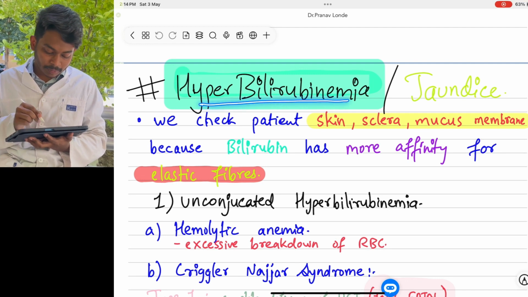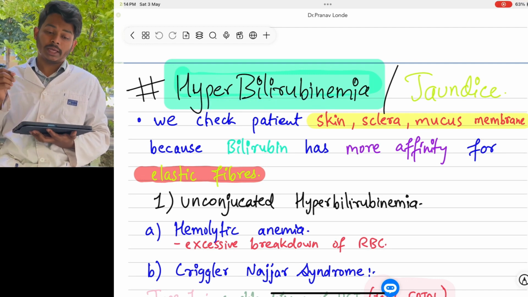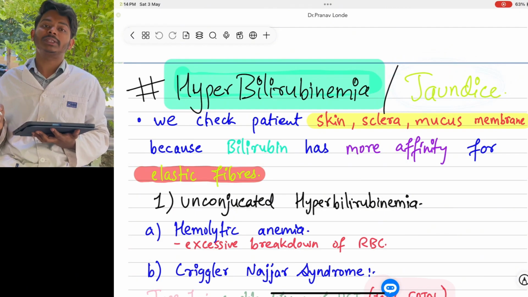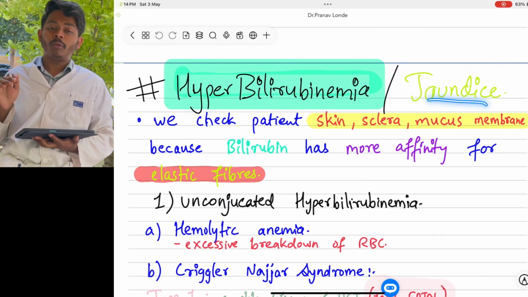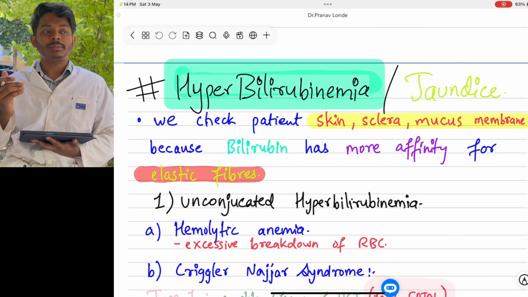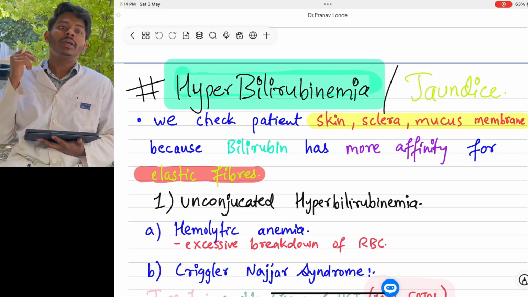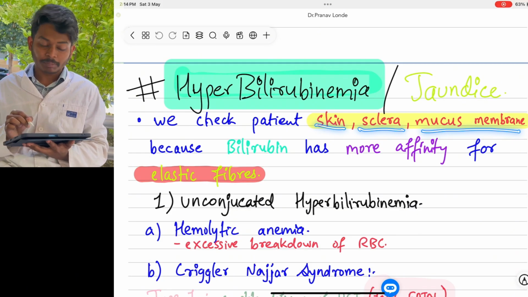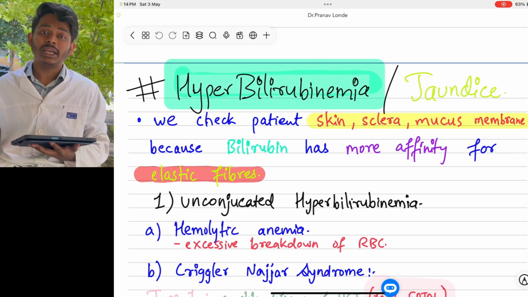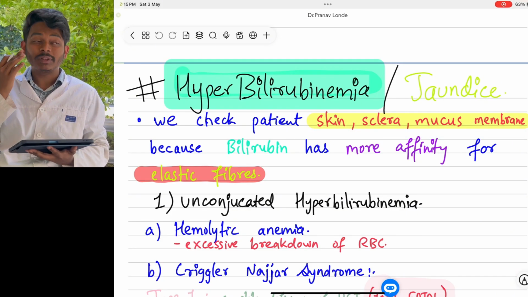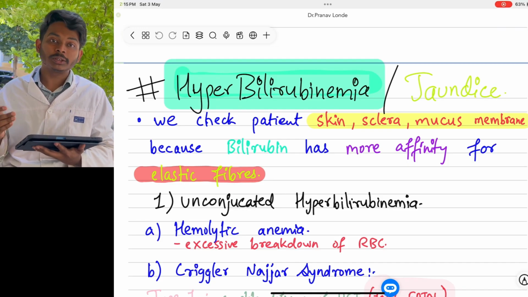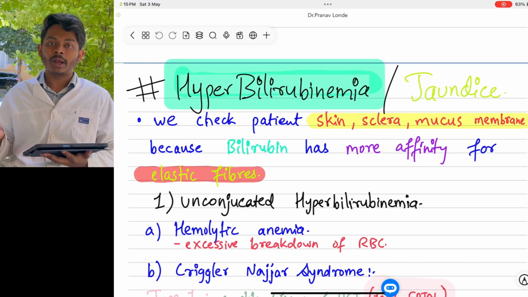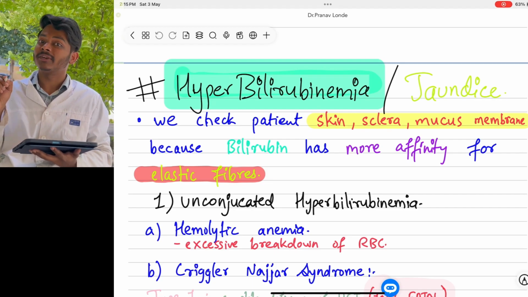In hyperbilirubinemia, we can call it by another name, which is a very famous name of the disease, which is jaundice. How can we diagnose the patient? Just by visual examination, we can check the patient's skin, sclera, and the mucous membrane. Why do we check the patient's skin, the sclera of the eye or the mucous membrane? Because the skin, sclera and mucous membrane have elastic fibers in them.